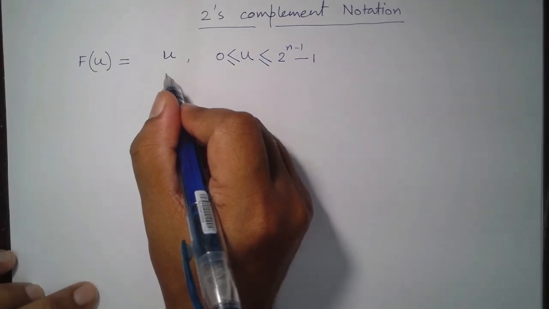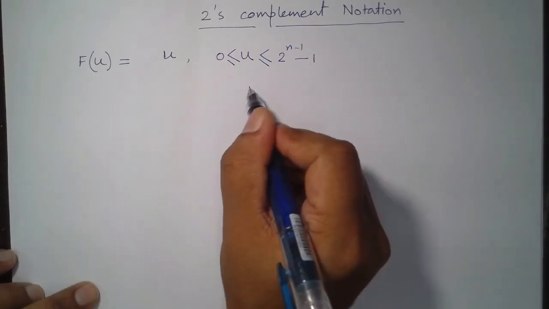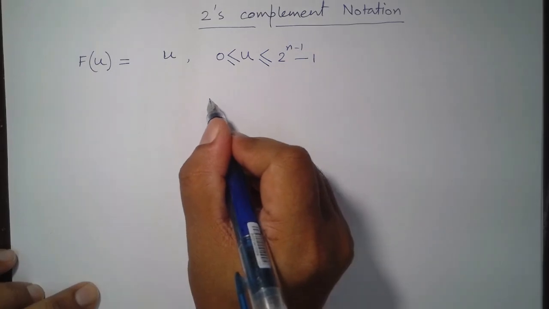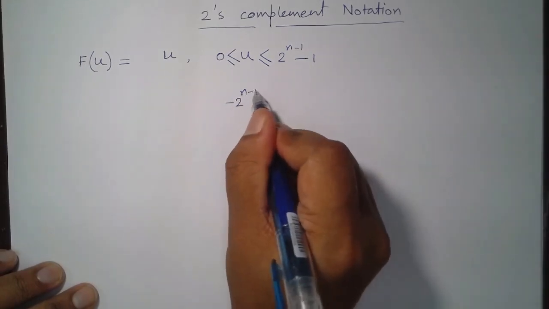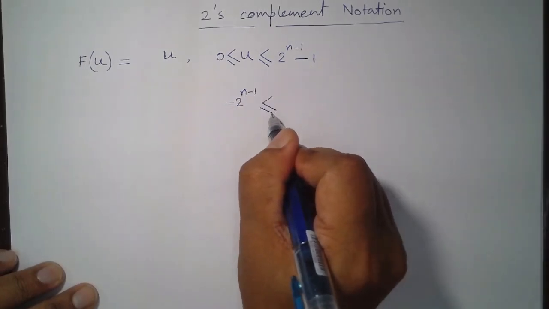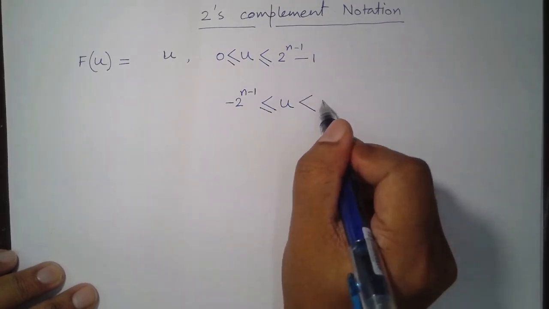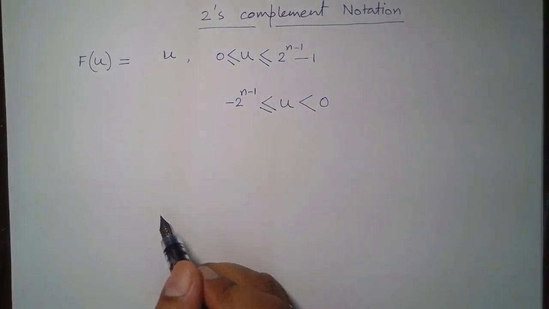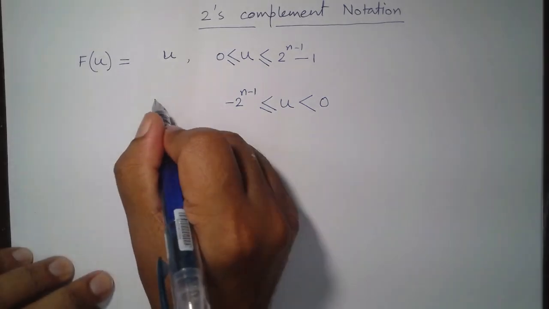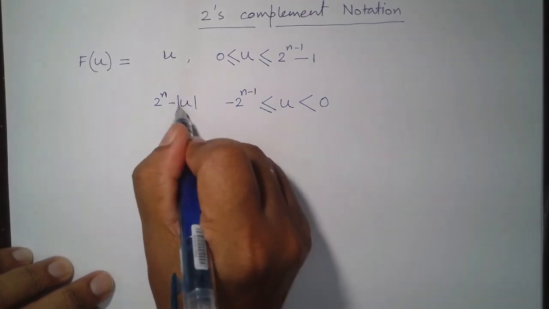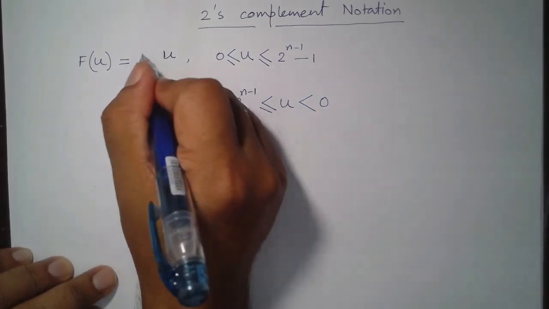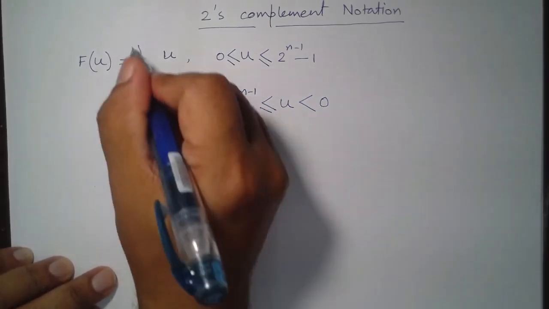Now if the number is negative, so that means the number is lying between minus 2 to the power n minus 1 and 0, then this number in the number circle will be represented by the index 2 to the power n minus the absolute value of u. So basically nothing but what we have seen in the number circle.